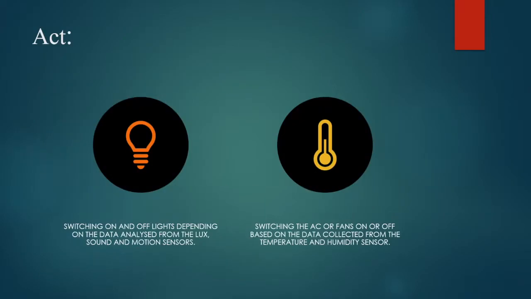The active part enables the light to be switched on and off according to the motion and light intensity data collected from the sensors. It also enables switching the AC on or off according to the motion and temperature data recorded. Along with ACs, we also have the system switch on or off fans in the room from the same data collected.